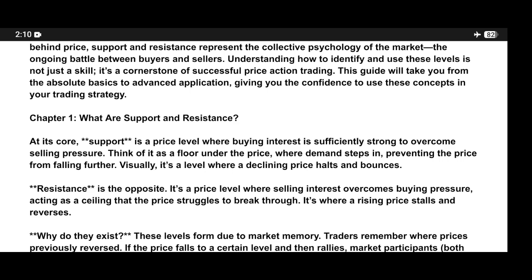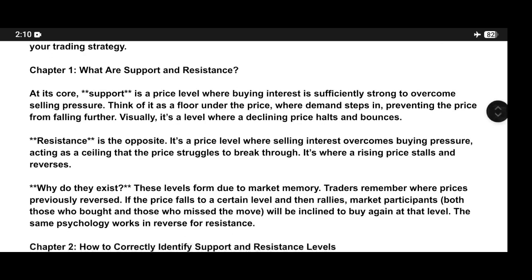At its core, support is a price level where buying interest is sufficiently strong to overcome selling pressure. Think of it as a floor under the price where demand steps in, preventing the price from falling further. Visually, it is a level where a declining price halts and bounces. What is resistance? Resistance is the opposite. It is a price level where selling interest overcomes buying pressure, acting as a ceiling that the price struggles to break through. It is where a rising price stalls and reverses.